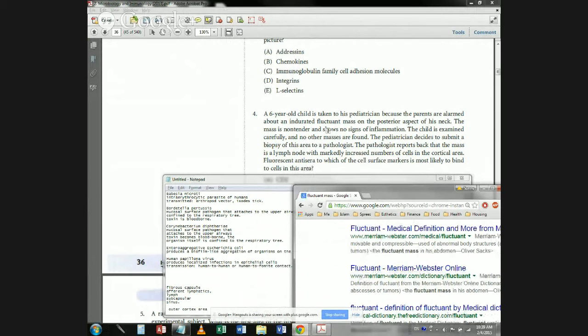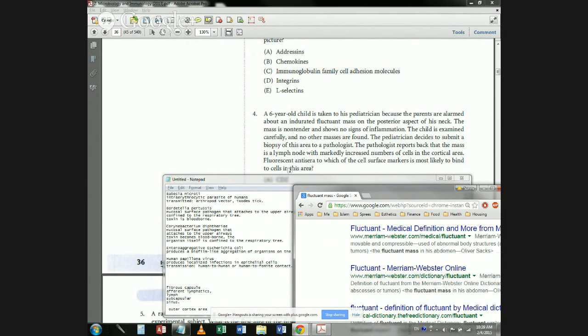Okay. On the posterior aspect of his neck, the mass is non-tender and shows no signs of infection. It's probably some lymph node. The child is examined carefully and no other masses are found. The pediatrician decides to submit a biopsy of this area to a pathologist. The pathologist reports back that the mass is a lymph node with markedly increased numbers of cells in the cortical area. Cortical area translates to B cells.